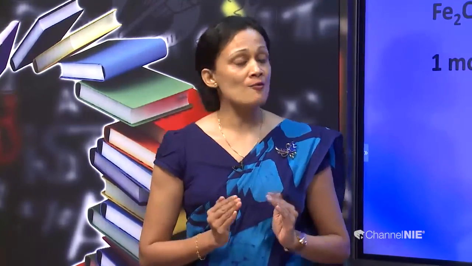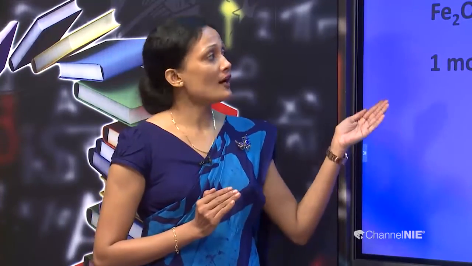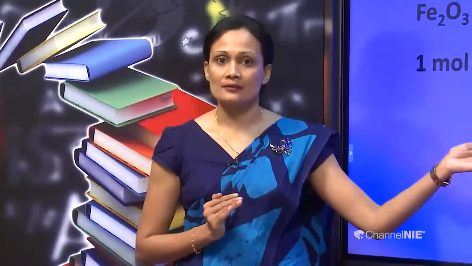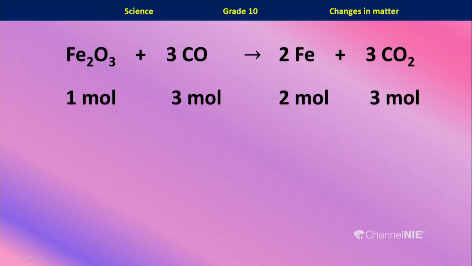By using the balanced chemical equation, you can get the amount of moles which react to form the product. Look at this one. Here 1 mole of hematite reacts with 3 moles of carbon monoxide and forms 2 moles of iron and 3 moles of carbon dioxide. It is one piece of information that we can get from a balanced chemical equation.